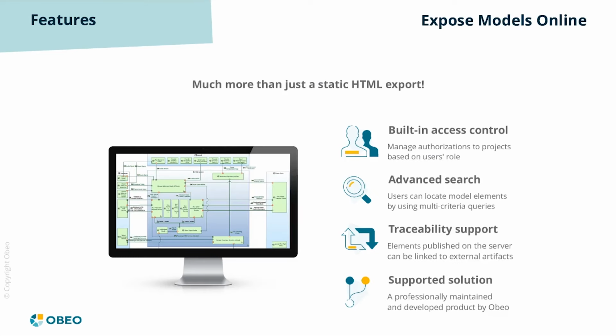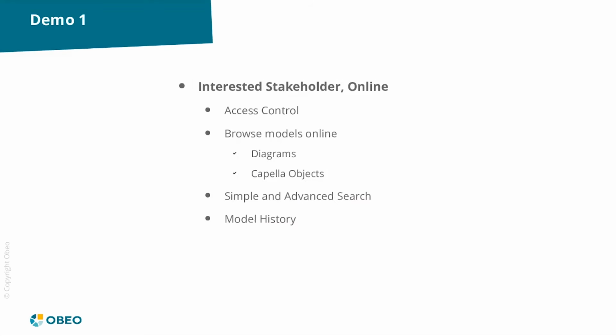So I believe that without further ado, we'll make a quick demonstration. Just a few words to stress the fact that this is much more than just a static HTML export, because it has a built-in access control, which means that you can manage who can see which model and who can also modify which model. There is search features. There is, of course, the traceability support that makes it possible to see the trace links and use them online. And also it's a supported solution by Obeo. So just for this first use case, let's make a first demonstration.